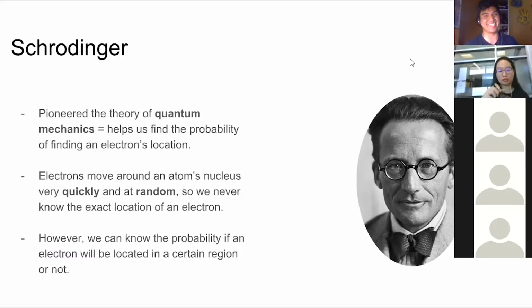It's Schrodinger, that guy, yeah. Pioneer theory of quantum mechanics helps us find the probability of an electron's location. So basically proved Bohr wrong. No, not Bohr, wait, sorry. Heisenberg proved Bohr wrong. Schrodinger based his theory off of Heisenberg. So using quantum mechanics and quantum numbers, we can find a general probability area of where an electron can be located, since the electron moves very quickly and at random.